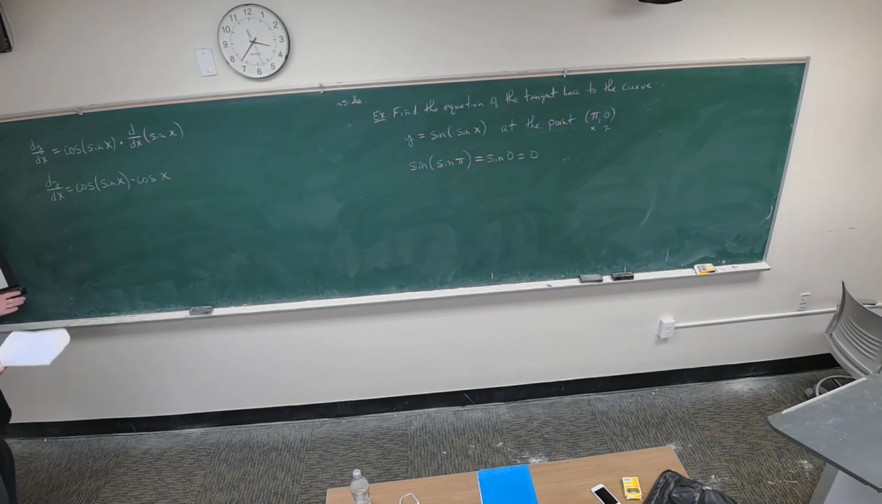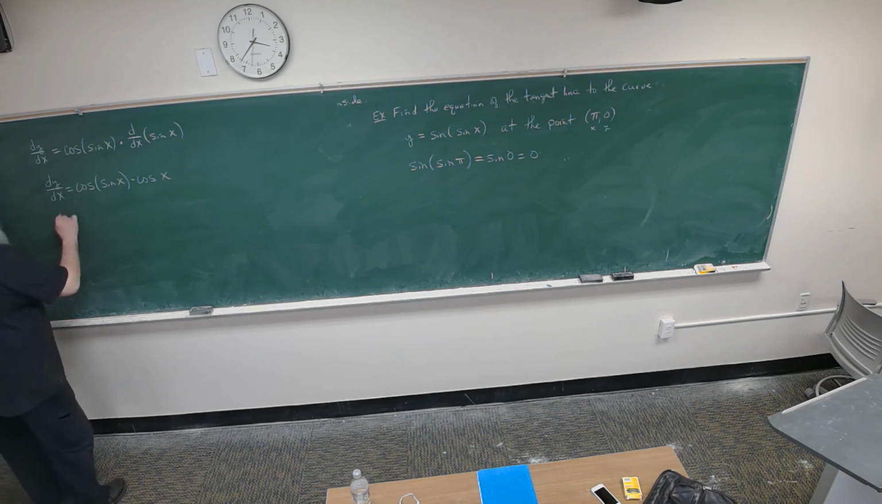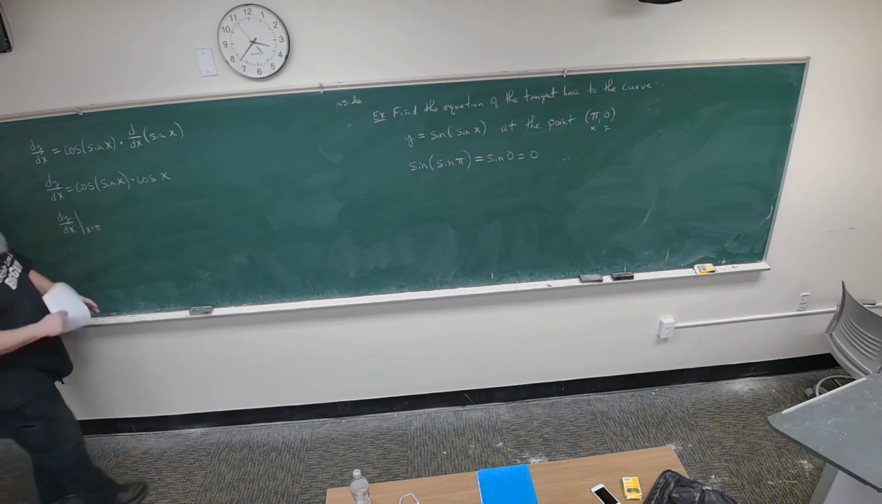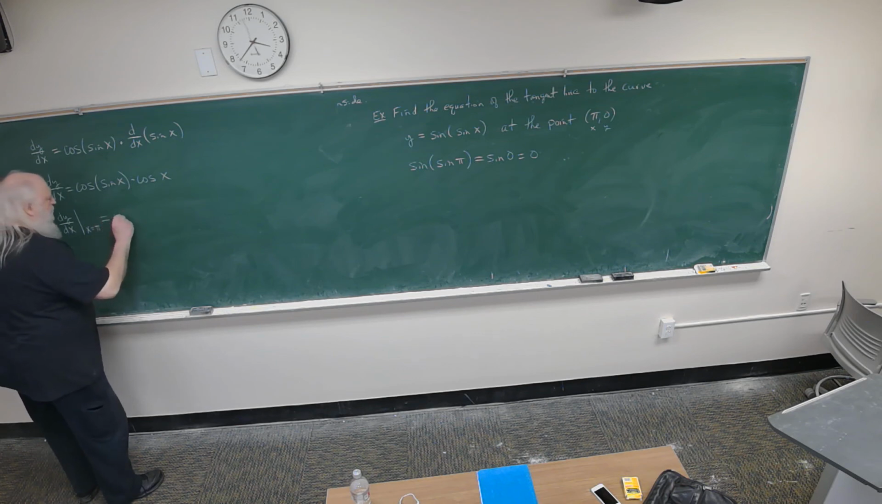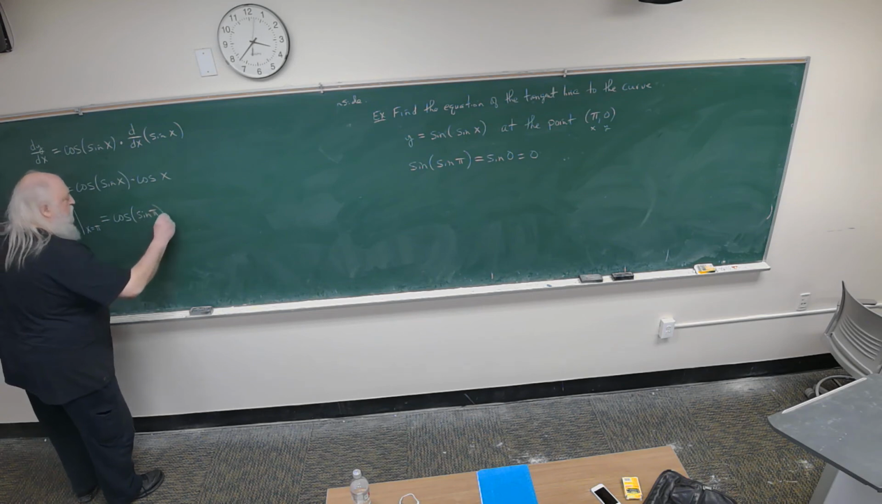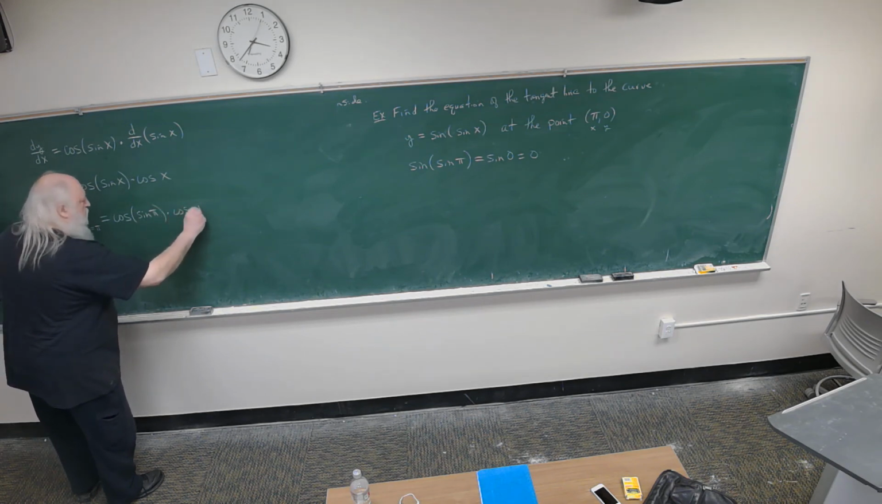Now to find the slope of the curve and the tangent line at the point (pi, 0), we evaluate the derivative at x equals pi. When using Leibniz notation, and we're evaluating the derivative at a specific value of x, we put a bar behind dy over dx and specify what the value of x is. And so when we put in pi for x on the right-hand side, we have the cosine of the sine of pi times the cosine of pi.